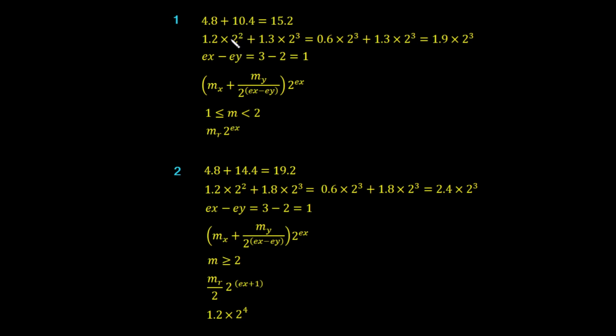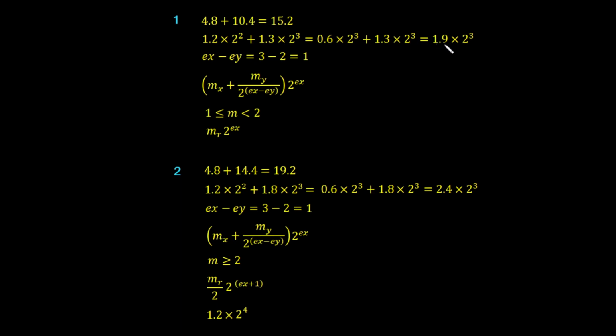So this 2 to the power of 2 becomes 2 to the power of 3. But now we've multiplied this by a factor of 2. In order to keep this number the same, we're going to have to divide this by a factor of 2. So that's going to be 1.2 divided by 2, which is 0.6. So now we're in a position where we can add these mantissas. So 0.6 plus the 1.3 is 1.9, and that's times 2 to the power of 3.